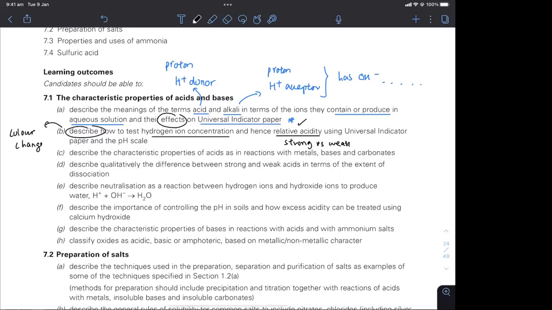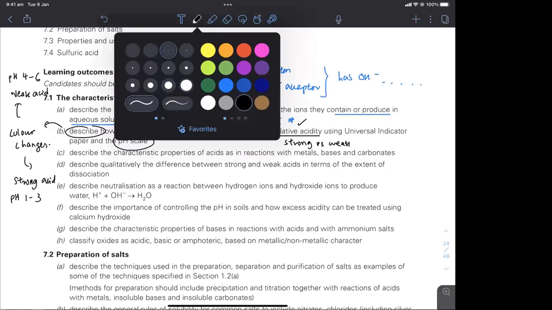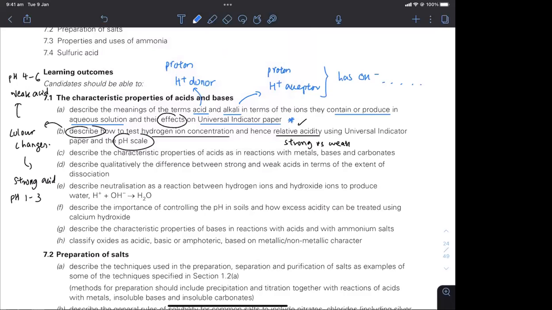So you know that in a weak acid, it will be orange-yellow color, whereas in a strong acid, it will be much more intense, like red color. This is the pH scale. So strong acid is around pH 1 to 3, weak acid is around pH 4 to 6, give or take, okay? Now, between all of these, what else can I tell you? Describe qualitatively strong and weak acids, extent of dissociation, full dissociation into H plus versus partial dissociation into H plus ion. So A, B, and C are done there.